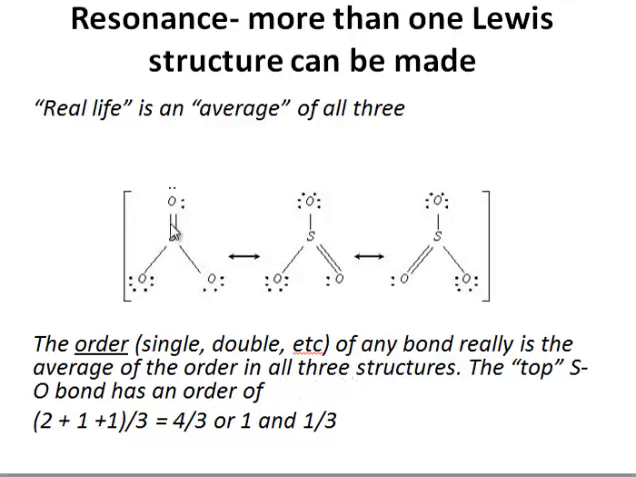The top SO bond, in this structure, this structure, and this structure, has an order of two here, an order of one here, and an order of one here. The average order, because of resonance, is the sum of all three orders, 2 plus 1 plus 1, divided by the number of resonance structures, which is 3, or 4/3, or 1 1/3, is the bond order here.